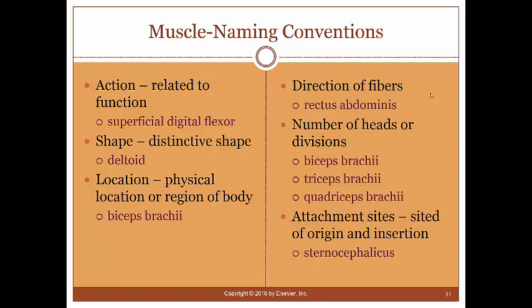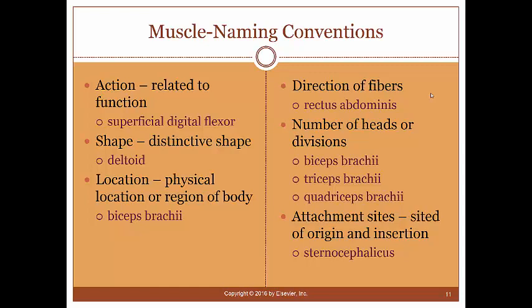And then actually last we can look at things like origin and insertion. So the sternocephalicus actually has its origin at the manubrium of the sternum, and cephalicus, it goes up to the cervical vertebrae, and hence how it gets its name sternocephalicus. We can do things like superficial digital flexor. We can have naming for both a location and a function. So digital would be location, flexor would be function.